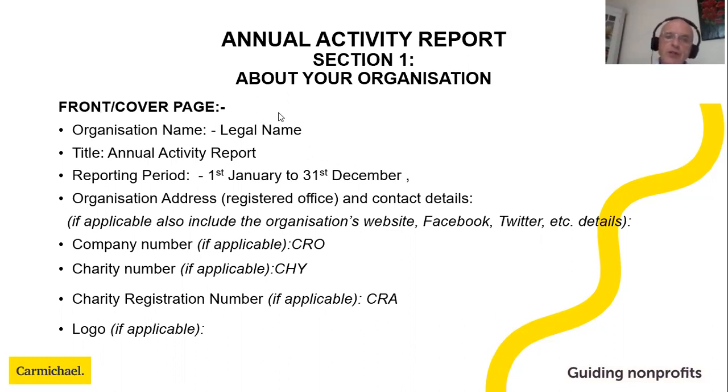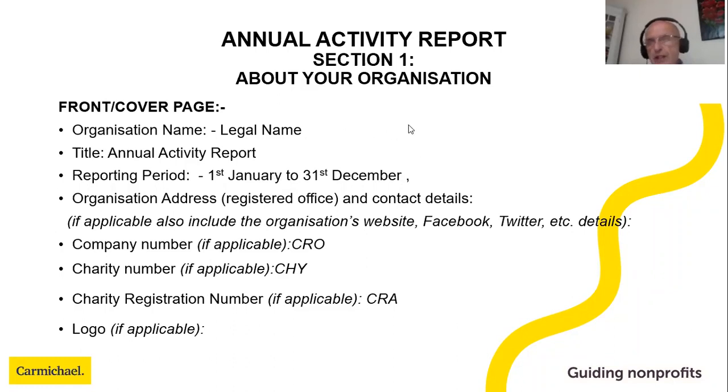The name of your organization, and it's the legal name of your organization, and that legal name will be contained in your memorandum and articles, or nowadays referred to as a constitution. It's the same document. So you need to have a copy of the up-to-date memorandum and articles as it is lodged in the company's registration office. Again, the period under review will be the 1st of January to the 31st of December.